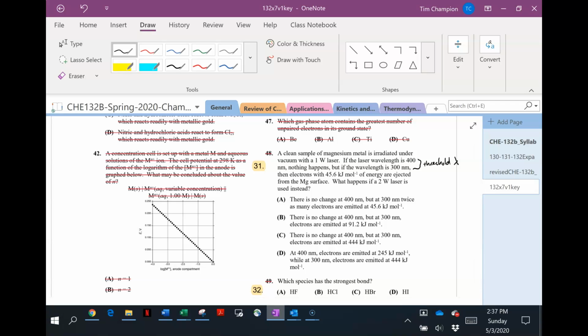Now, if we use a 2-watt laser, which means we're increasing the power, that's still going to be no change at 400. So answer D is not right. It's got to be one of the ones where nothing happens at 400, because above that wavelength the individual photons don't have enough energy. But what has happened here is that the excess energy is going to produce more electrons, but the energy of the electrons won't change. It's going to be the same energy, but there will be twice as many electrons emitted. So A is our answer.